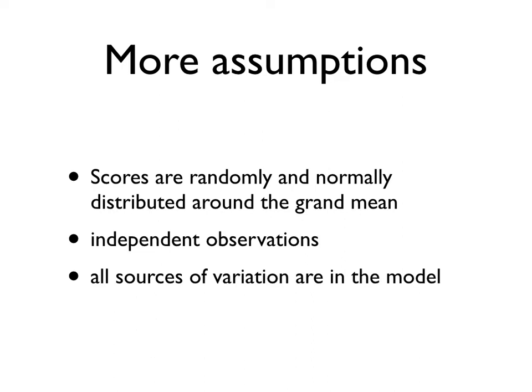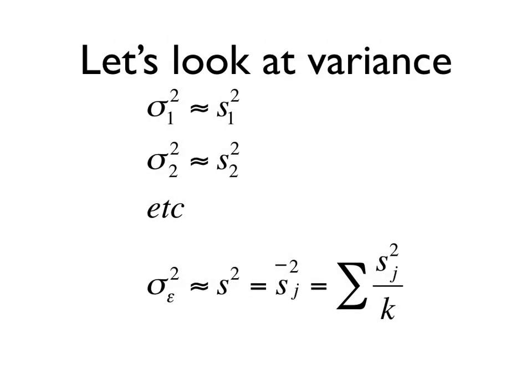Questions so far? These assumptions are pretty standard assumptions made for statistical tests. Oh no! That looks like math! It's because it is. Okay. Sigma squared sub 1 is roughly equal to S squared sub 1. Right? Because the variance of group 1 in the population, we can estimate with S squared sub 1. Makes sense? That's all, just changing the subscripts.